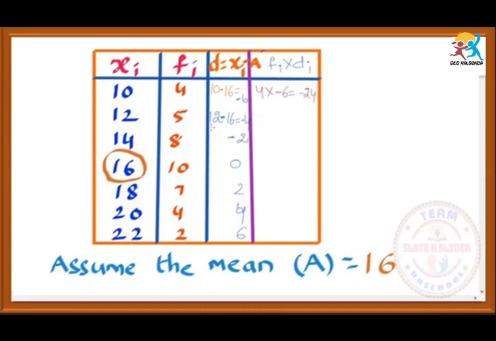And take one more, that is fi is 5. So 5 into minus 4 is equal to minus 20. Next take 8 into minus 2, that is equal to minus 16. Next take 10 into 0 is equal to 0. Next 7 into 2.